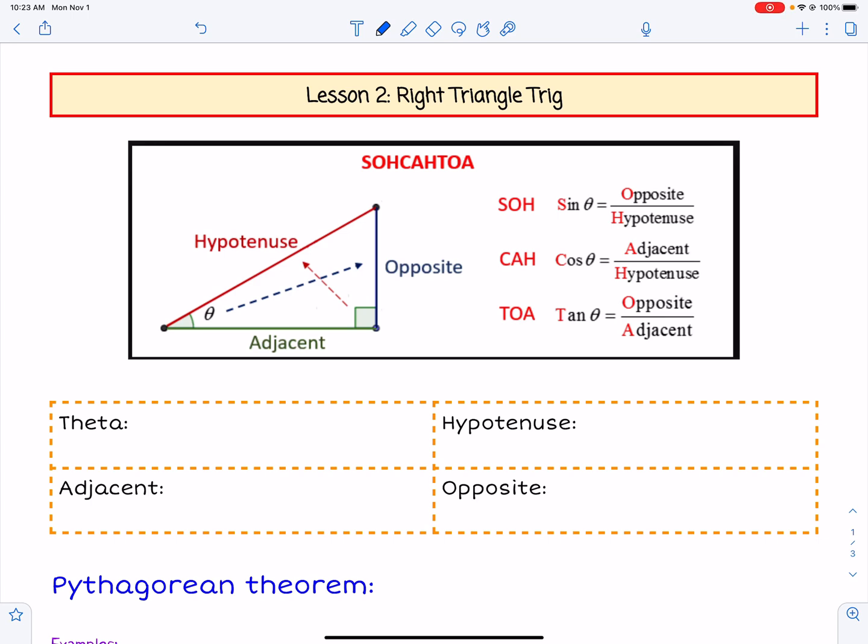In this video, let's take a look at right triangle trig. So first, let's go over some vocabulary.